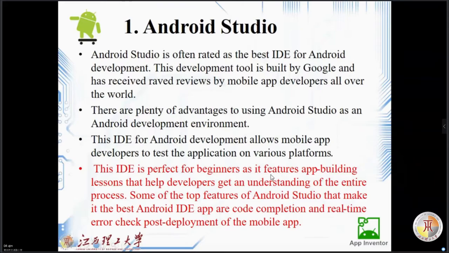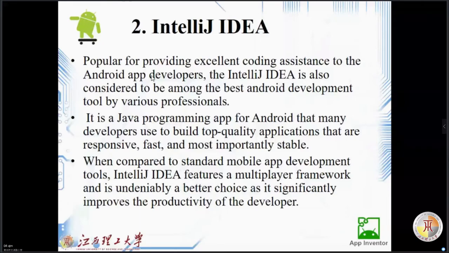The second one is IntelliJ IDEA, which is popular for providing excellent coding assistance to Android app developers. This IDE is also considered to be among the best Android development tools by various professionals, and it's a Java programming tool for Android that many developers use to build top quality applications that are responsive, fast, and most importantly, stable. When compared to standard mobile app development tools, this IDE is undeniably a better choice as it significantly improves the productivity of the developer.